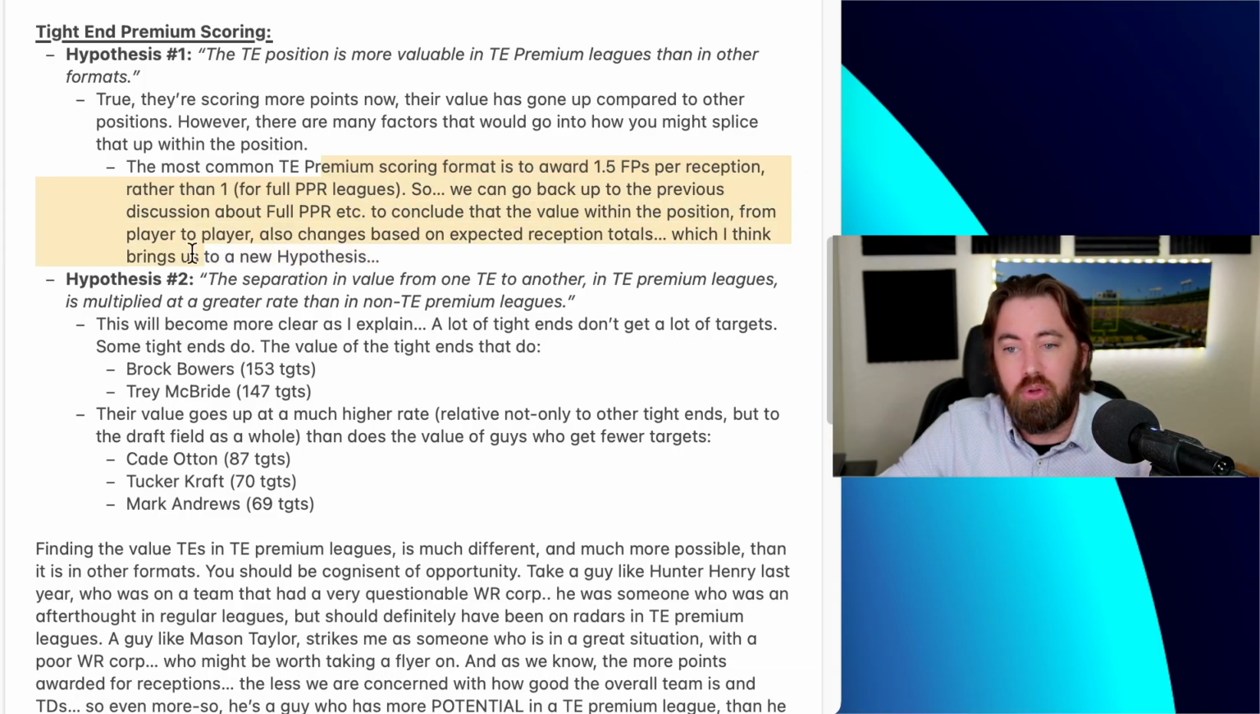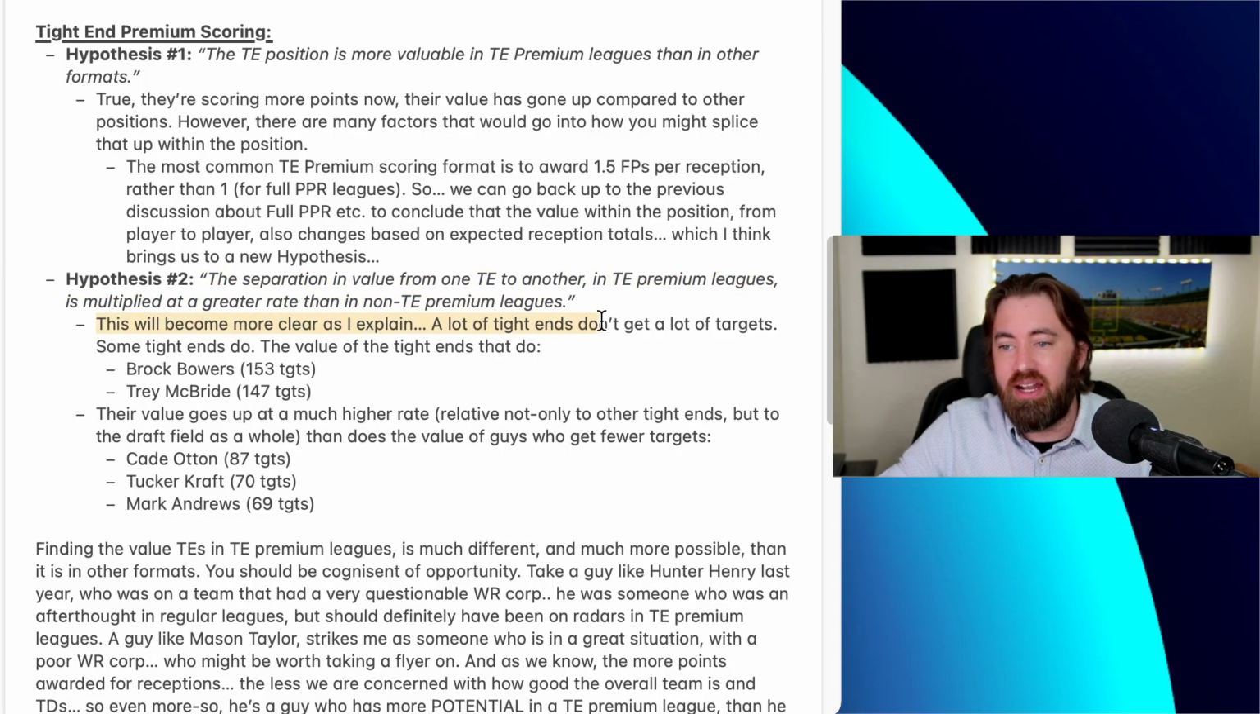So we can go back up to the previous discussion about full PPR, etc., to conclude that the value within the position from player to player also will change based on expected reception totals, which I think brings us to a new hypothesis. It's going to be hypothesis number 2, and that is that the separation in value from one tight end to another in tight end premium leagues is multiplied at a greater rate than it is in non-tight end premium scoring leagues. This will become more clear as I explain.